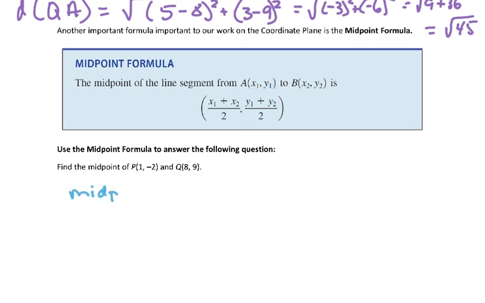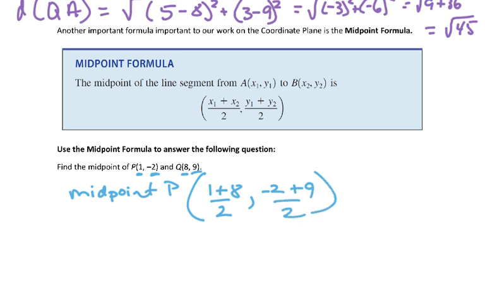So in our example here, for the midpoint, take our x's, a 1 and an 8, so 1 plus 8 divided by 2, then take your y's, negative 2 plus 9 divided by 2. It doesn't matter which order you go in, as long as you remember the x's go together and the y's go together, and you're averaging them. We finish this out and get 9 over 2, and negative 2 plus 9 is 7 over 2, and there's our midpoint, 9 halves, comma, 7 halves.